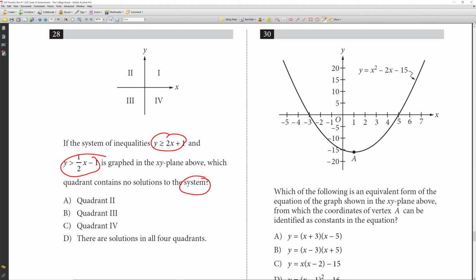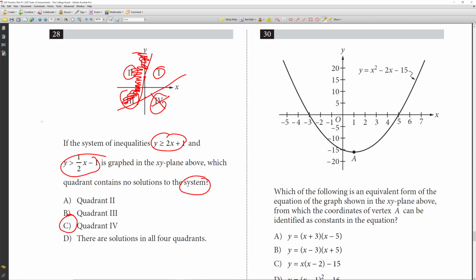So looking at the first equation, I have a plus 1, so let's put in a y-intercept of plus 1 here. And because the slope is 2, it has a much sharper rise. The second equation has a minus 1, so let's put in minus 1 here. And because it's a half, it has a much shallower rise. So the only area where they both intersect is here, which is quadrants 1, 2, and 3, which means quadrant 4 has no solution. The answer is quadrant 4.